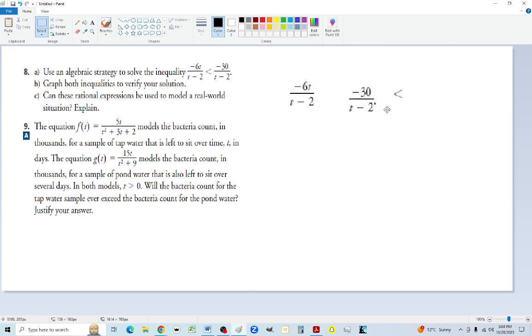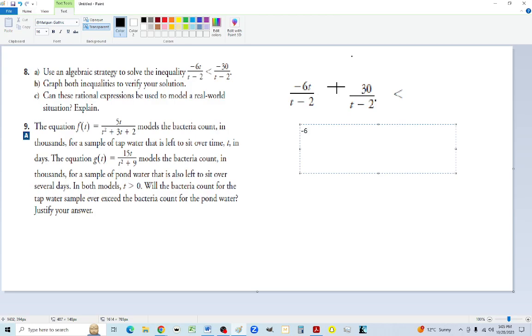So I'm going to make this a big minus in front of it. I know it's got a minus 30 in front of it already. It should be positive, so we might as well just make that positive right away. Since they're both over the same denominator, we can do minus 6t plus 30 over t minus 2 is smaller than 0. If I take the minus 6 out of the top, I get minus 6 times t minus 5. So we can see that those are the two criteria.